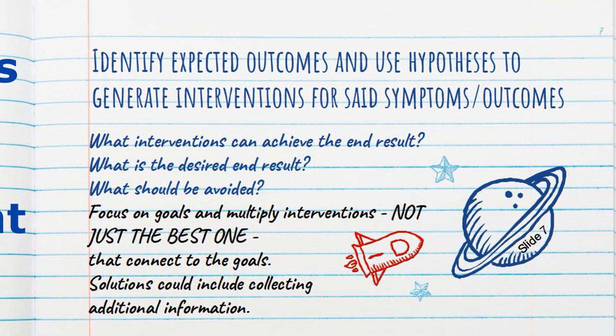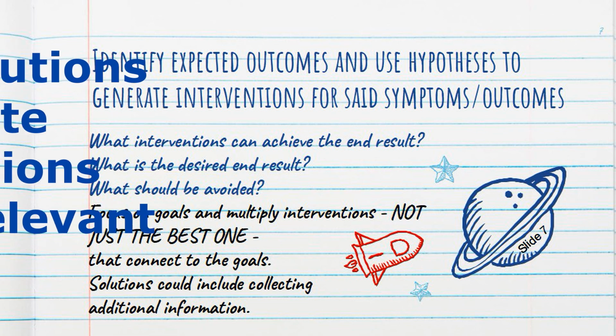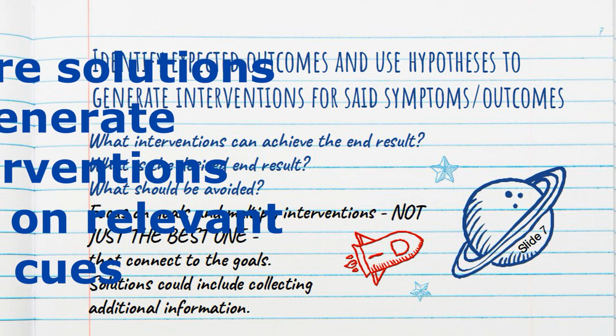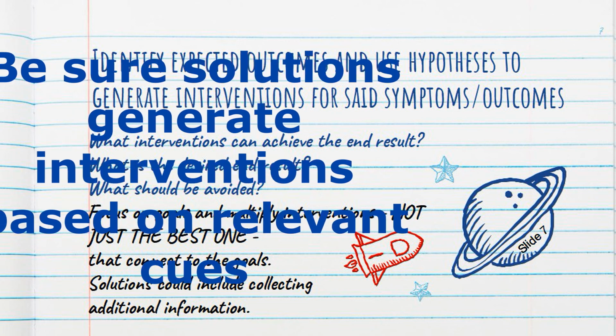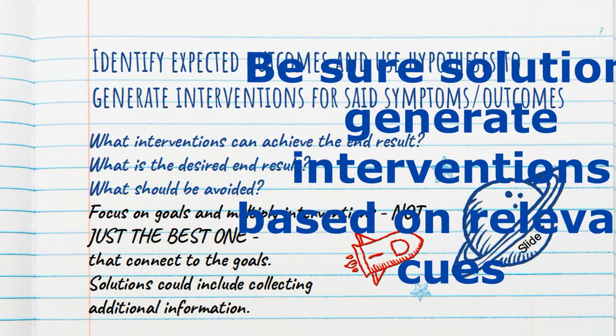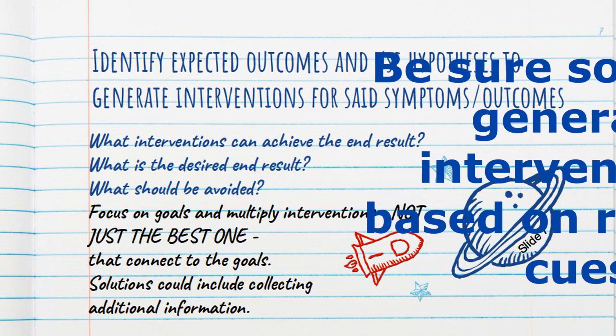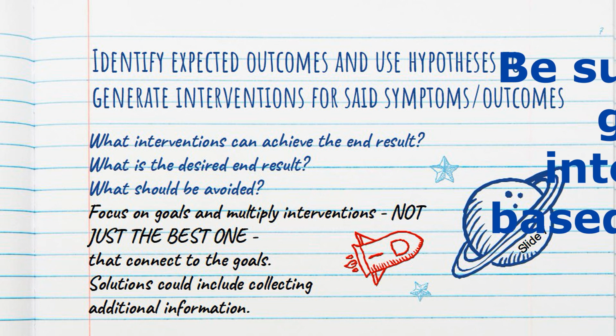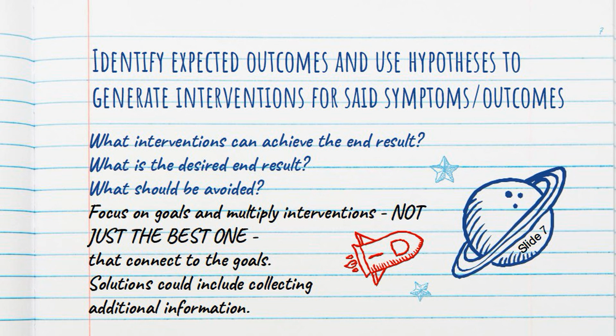Step 4 is generating solutions. Be sure solutions generate interventions based on relevant cues. Now, when you're thinking about solutions, you want to remember and think, what is the desired end result? What interventions can achieve the end result? What interventions can achieve what the question is asking, right? And make sure you realize what should be avoided.